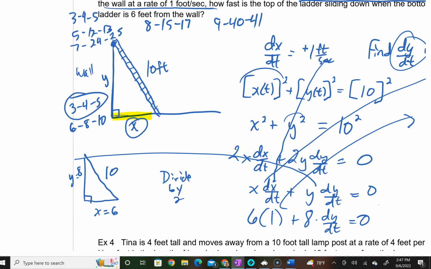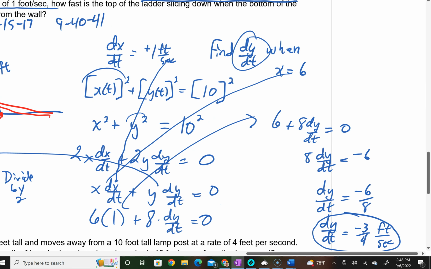If you saw this ladder, what's going to happen? If it's sliding down, a little bit later it's going to look like this. If the base of it is sliding out, what's just happened with that vertical distance from the top of the ladder to the floor? It's dropped, right? It's going down. And that's what this dy dt is really going to show.